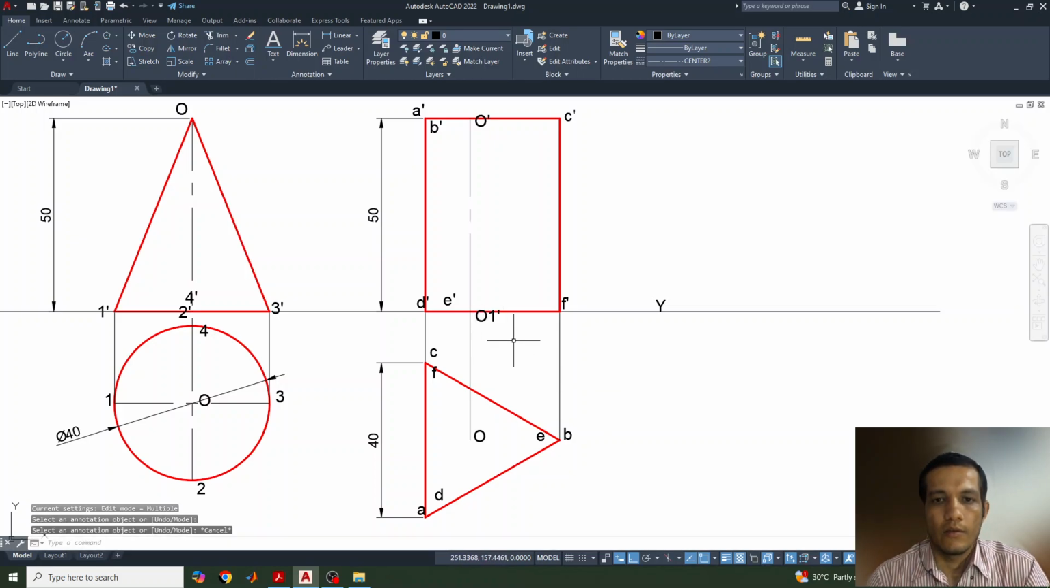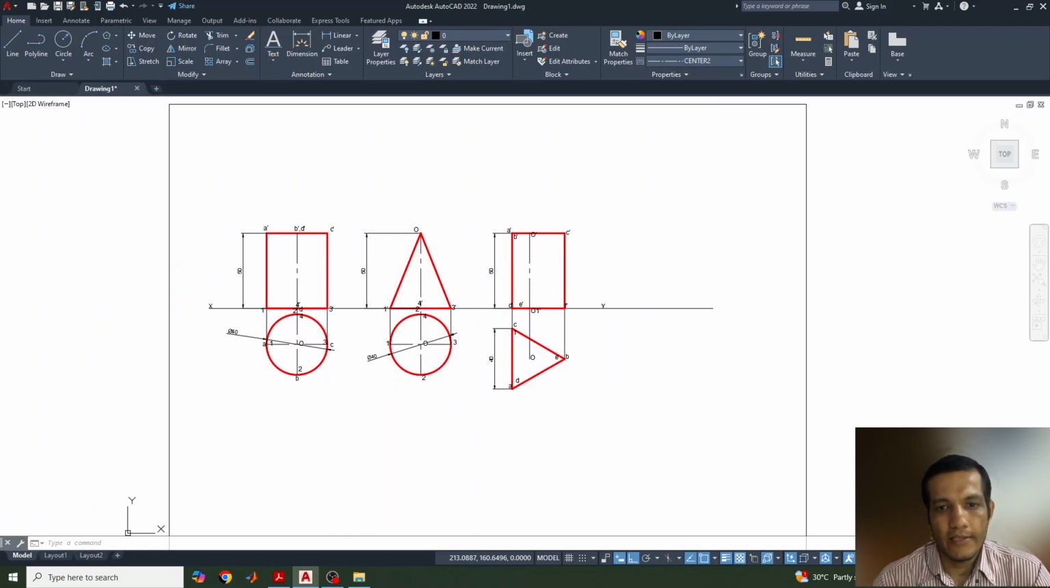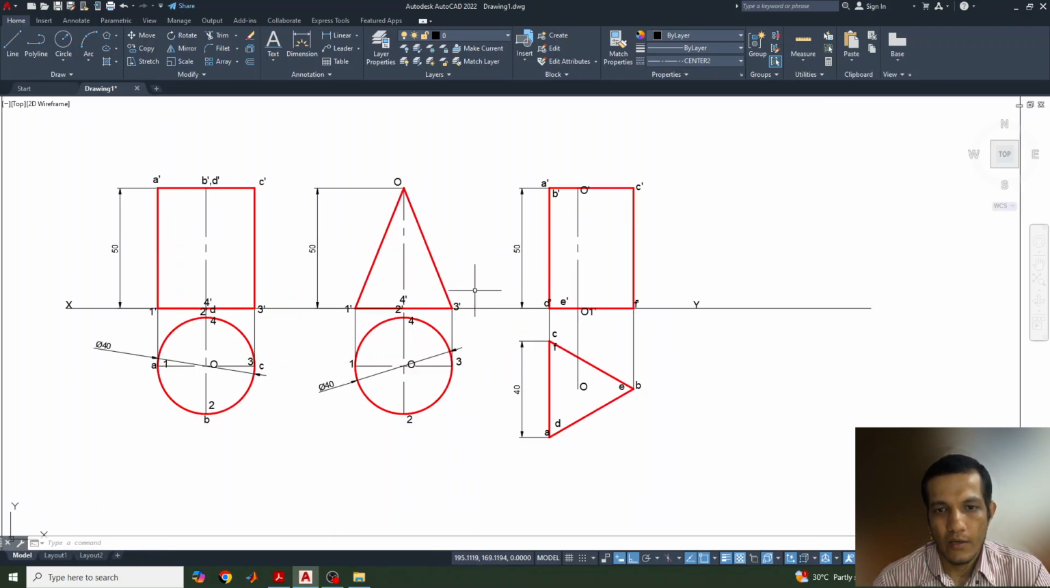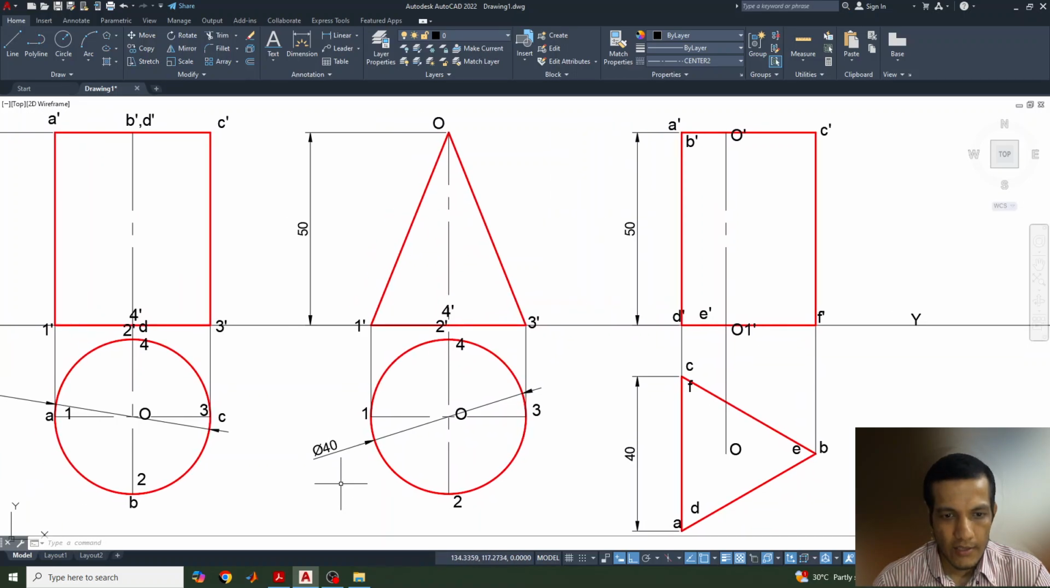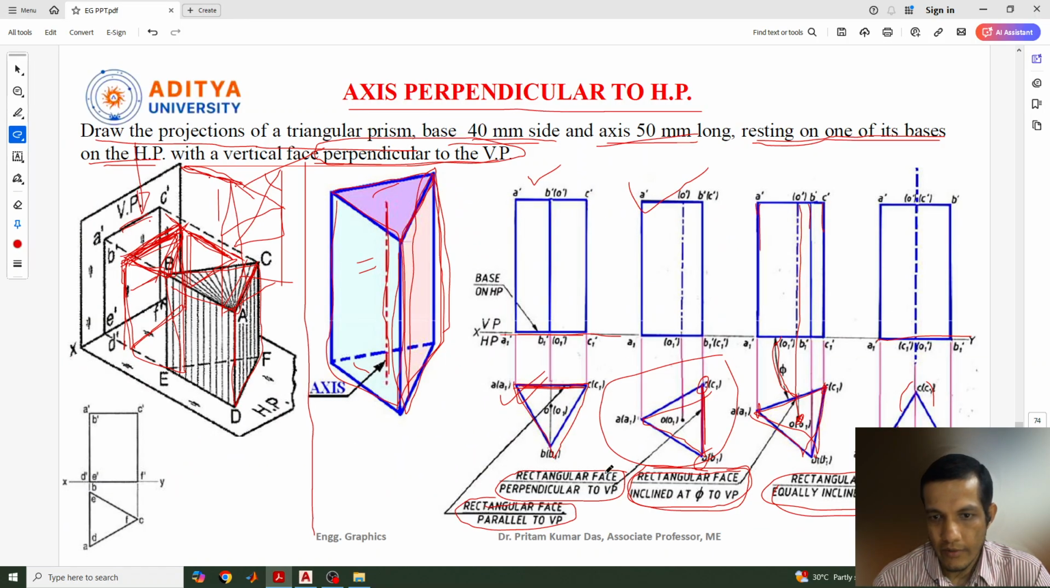Okay, so this is how we can complete the projection of a solid when the axis is perpendicular to HP. Okay, and different locations are there. As I told you here, different types of positions will be there. For that also you can draw easily when the axis is perpendicular to HP.